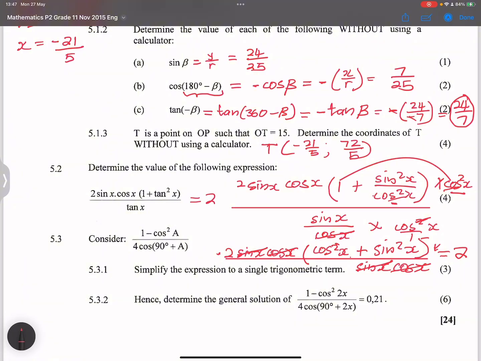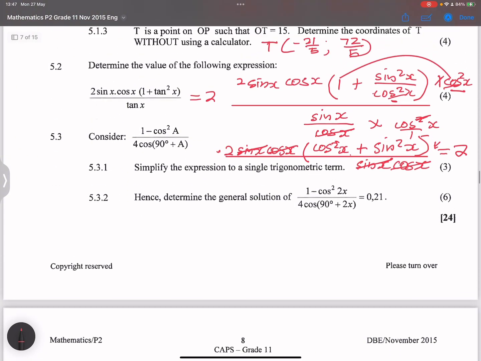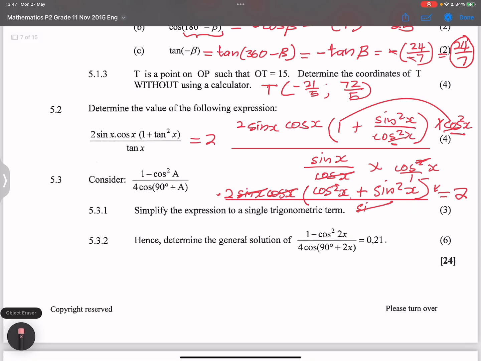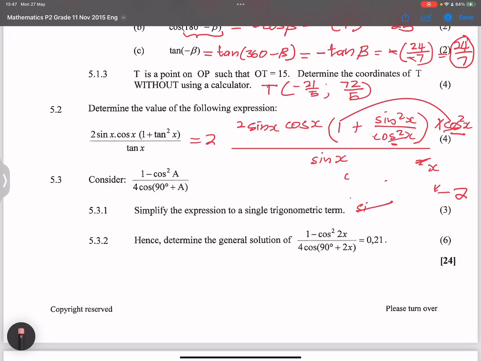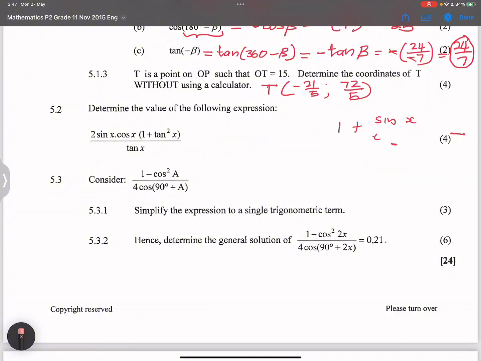So let's try and get to the next one. I'm just going to remove the previous one. Of course, there were other ways in which you could work this out. Please always remember, ladies and gents, to always convert into sine and cos when you've got tan. Now, they say to us, consider 1 minus cos squared of x divided by 4 cos of 90 plus a, and they say to you, simplify the expression to a single trigonometric ratio.